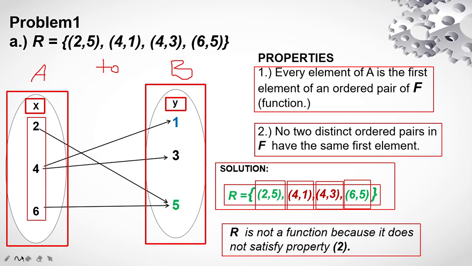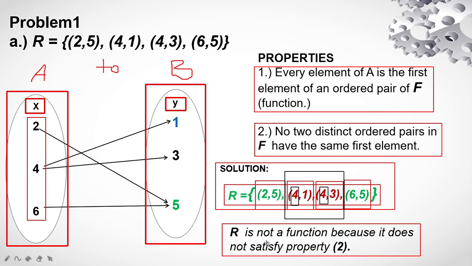And, ayun, palitan natin ang kulay para ma-notice nyo. Ito yung sinasabi niya. Kaya siya hindi naging function kasi itong dalawang ordered pairs natin, meron silang dalawang common first element, which is against to the property number 2. So, that's why R is not function because it does not satisfy property 2. At itong reason, yung dalawang first common element natin. Ayan, yung 4. So, hindi niya na-satisfy si property 2.